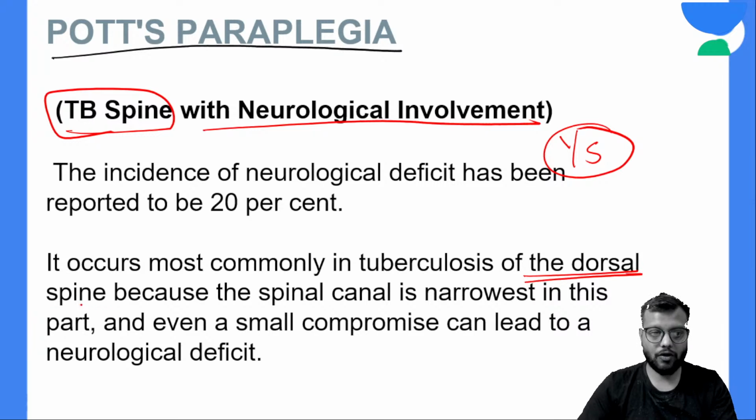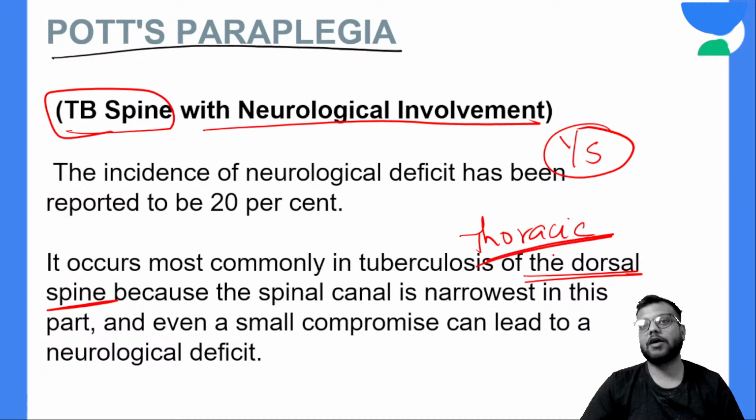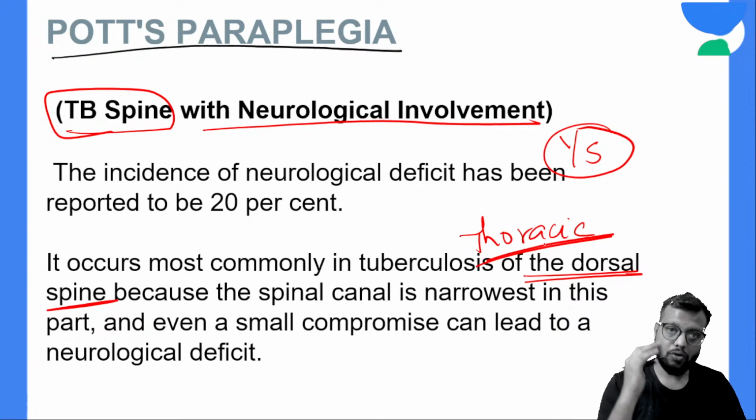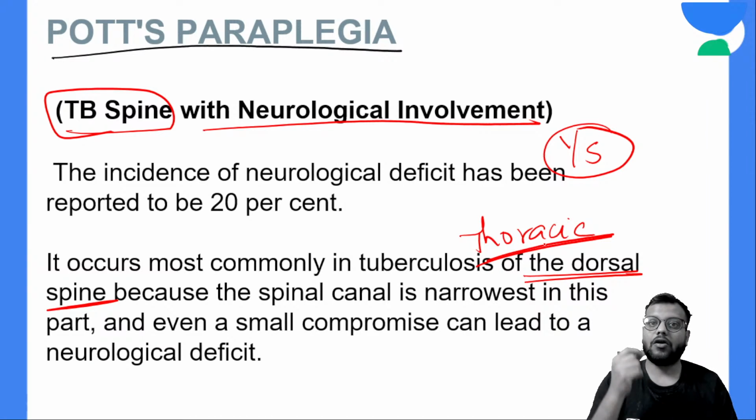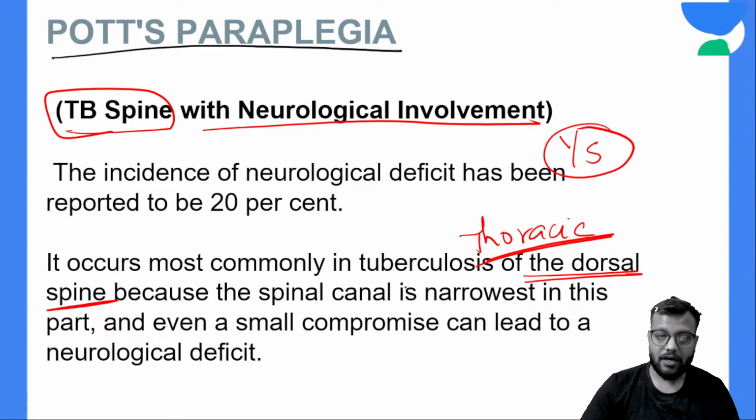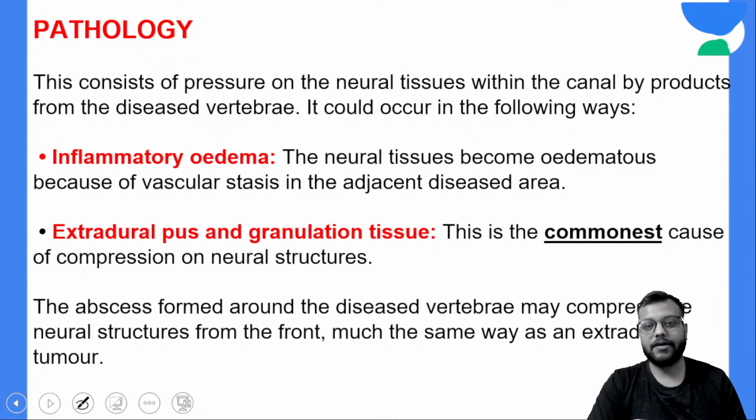Okay, it is most commonly in the dorsal spine or the thoracic spine, whereas the PIVD etc. are more common in the dorsolumbar spine, and within that, the lower lumbar spine is the most common. And why is Pott spine more common in the thoracic column? Because the vertebral canal or the spinal canal is the narrowest in this part, so a small compression will also lead to neurological deficits.